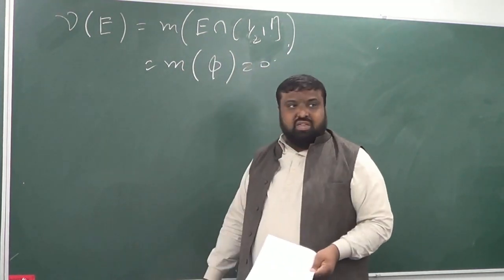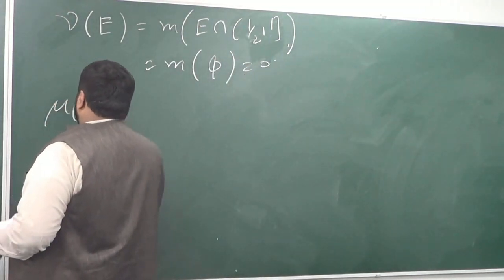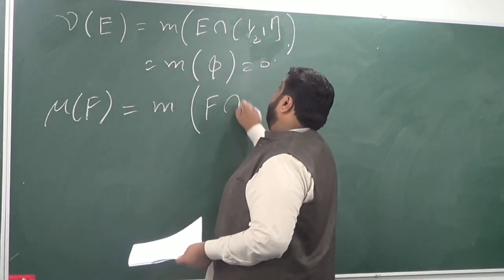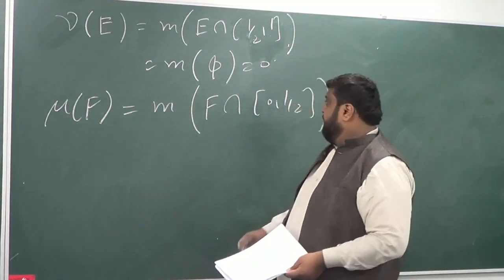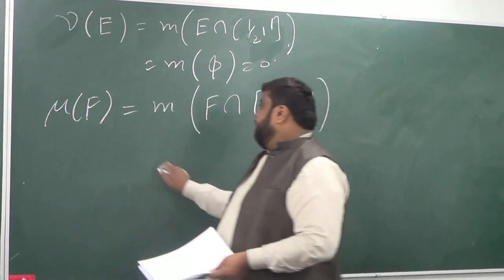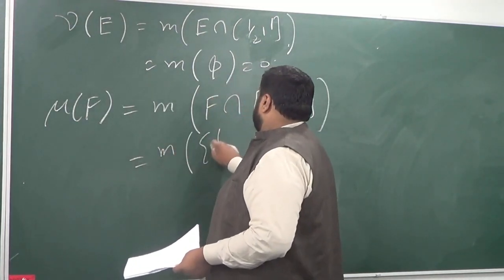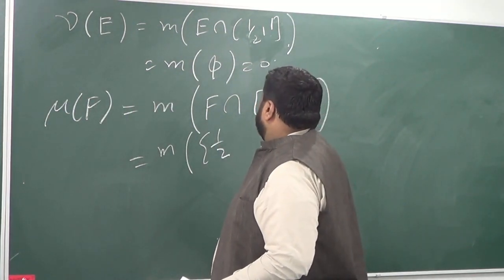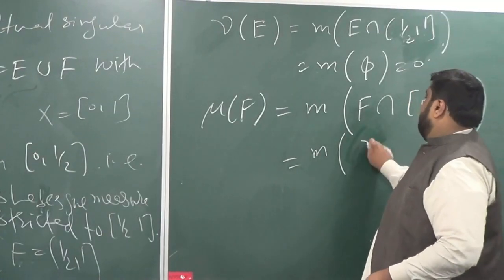So compute nu of E, and what would be the mu of F by definition? It's going to be the measure of F intersection 0 to 1/2. And what is common in both? F is 1/2 to 1 and 0 to 1/2, so nothing is common, then this is the empty set.